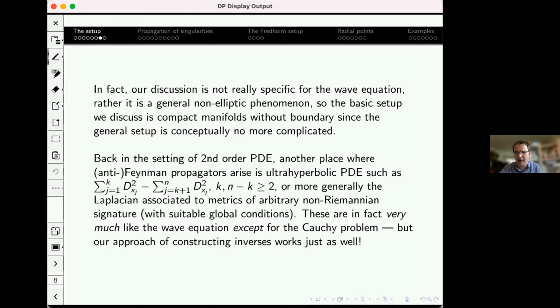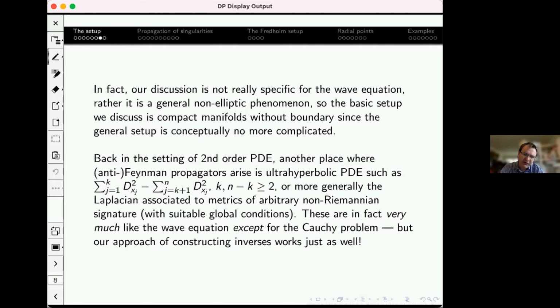So I will discuss the sort of fundamental analysis part mostly in that context, because there's less to say. But everything is completely analogous in general. There's really nothing more complicated.